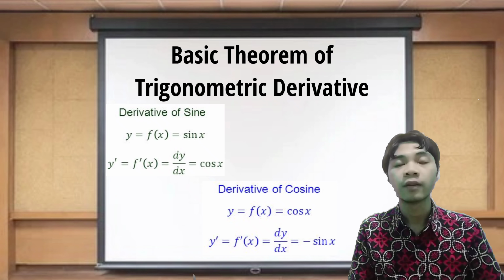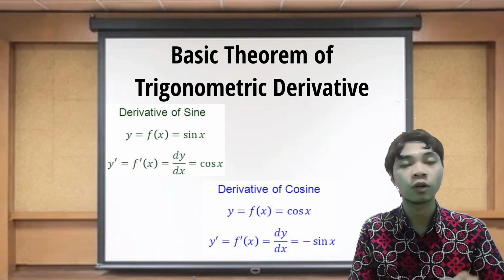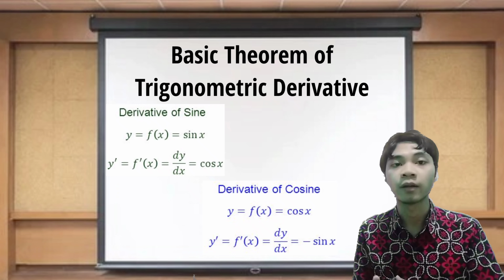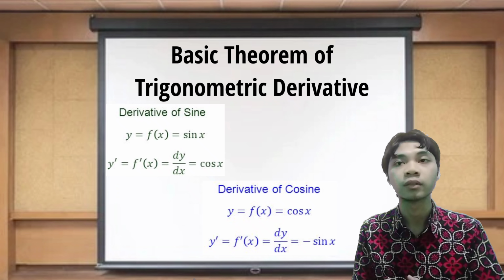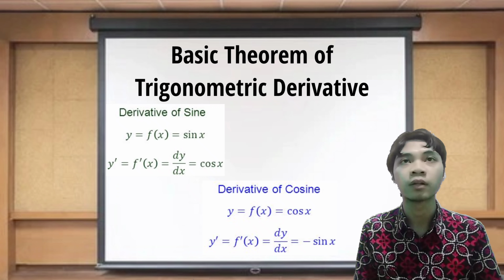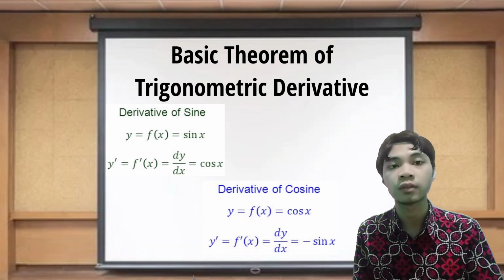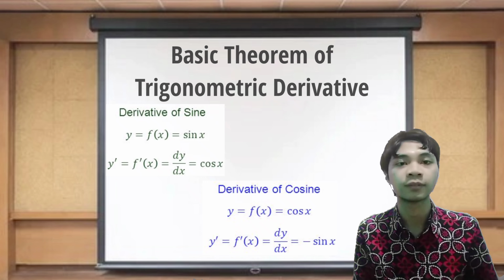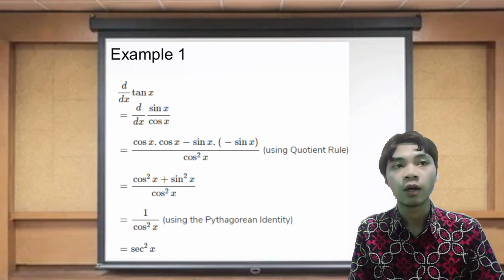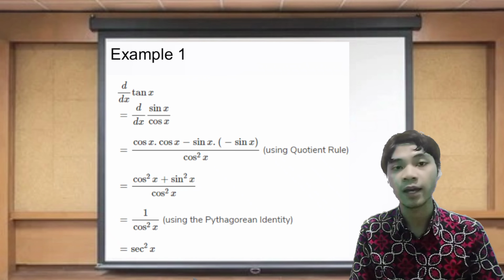You know that with these two basic theorems, we can find the other derivatives of trigonometry. So we can find the derivative of tangent, derivative of cosecant, derivative of secant, and so on. Okay, for example, we can find the derivative of tangent x.